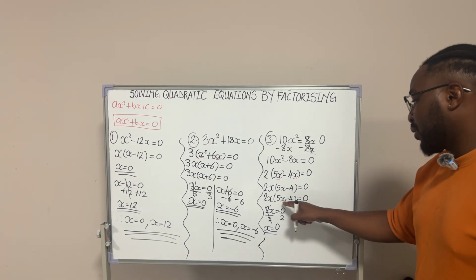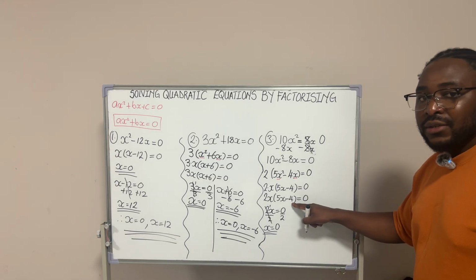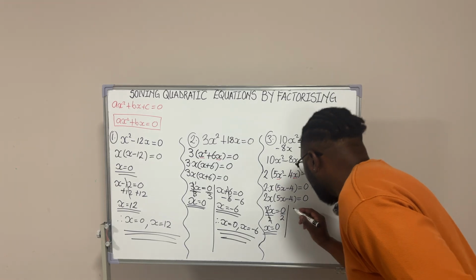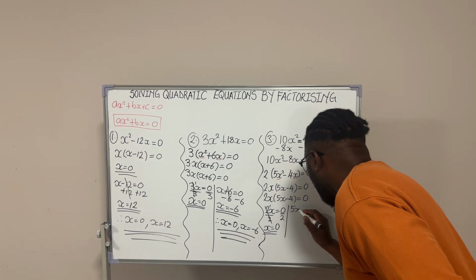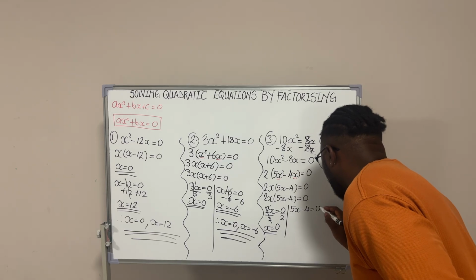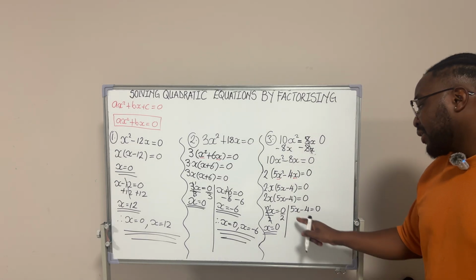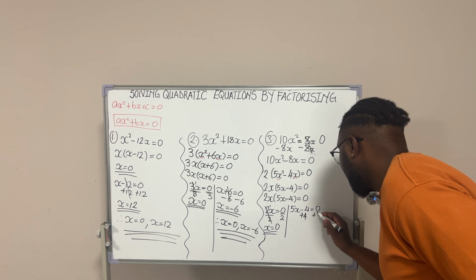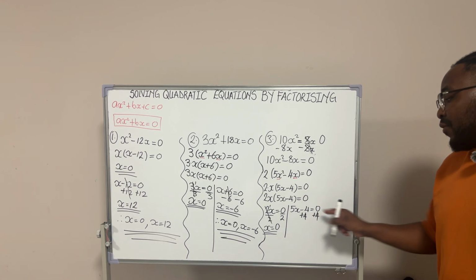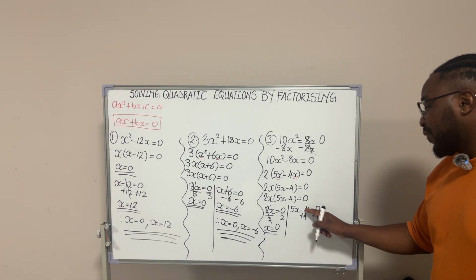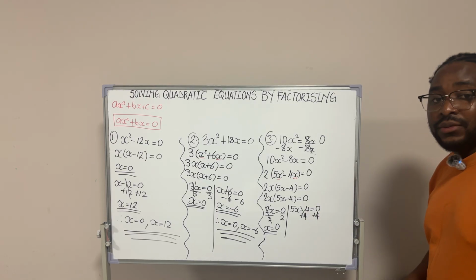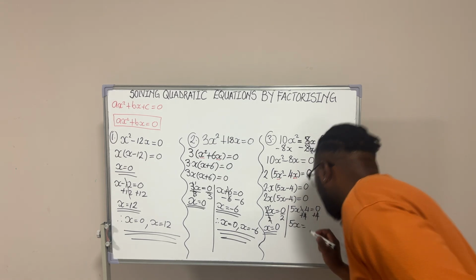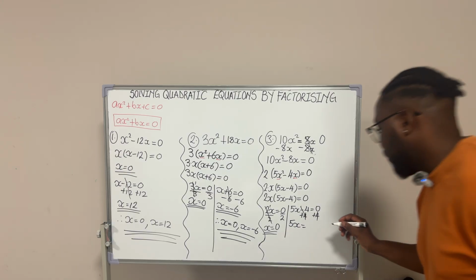Okay, now remember we still have this other factor here. So let us set that to 0 as well, right? Okay, so we have 5x minus 4 equal to 0. All right, let us isolate 5x by simply adding 4 to both sides of our equation. Negative 4 and positive 4, those two cancel out. We shall remain with 5x equal to 0 plus 4 is 4.